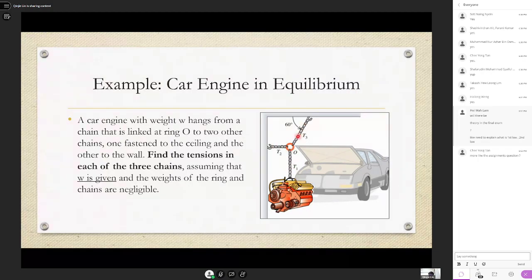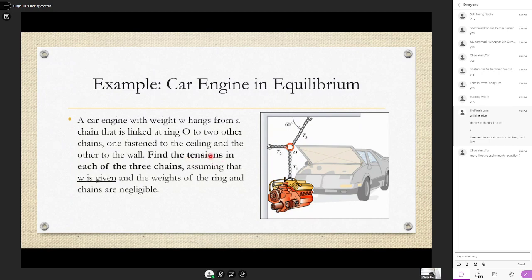Find the tensions in each of the three chains, assuming that W is given. W means the weight of the engine. So assume the weight of the engine is known already, of a certain value. And also the weights of the ring and chains are negligible. So they tell you all these three chains and this O-ring are massless. So assume that they have no mass, because this engine is so much heavier, so we can neglect the masses here.